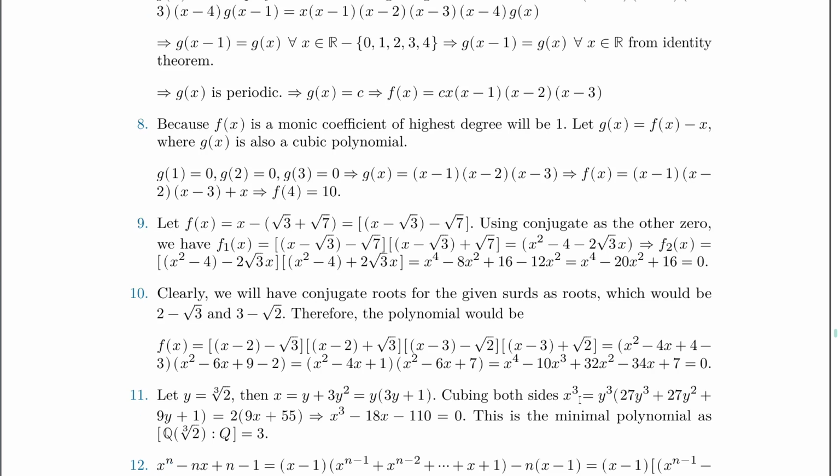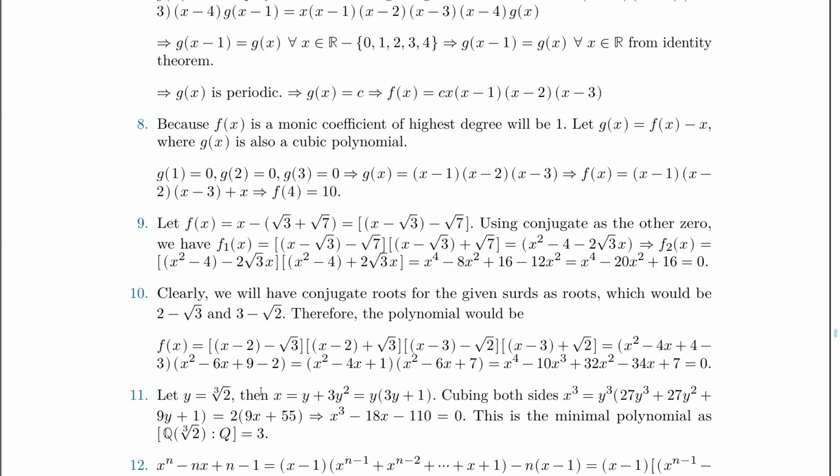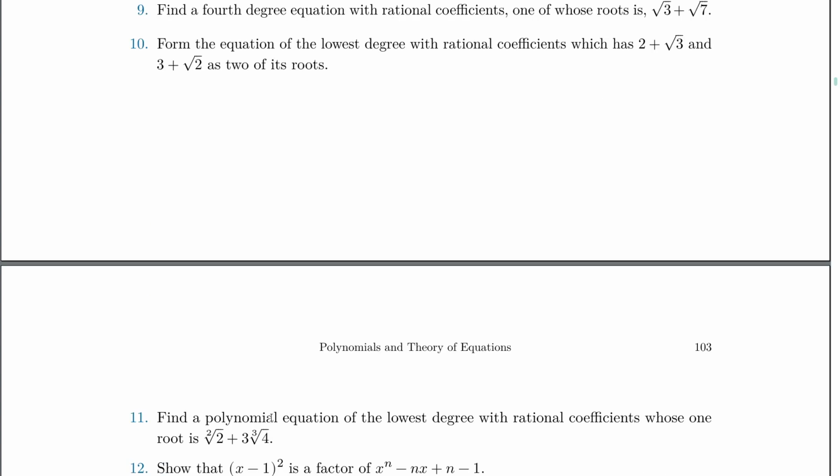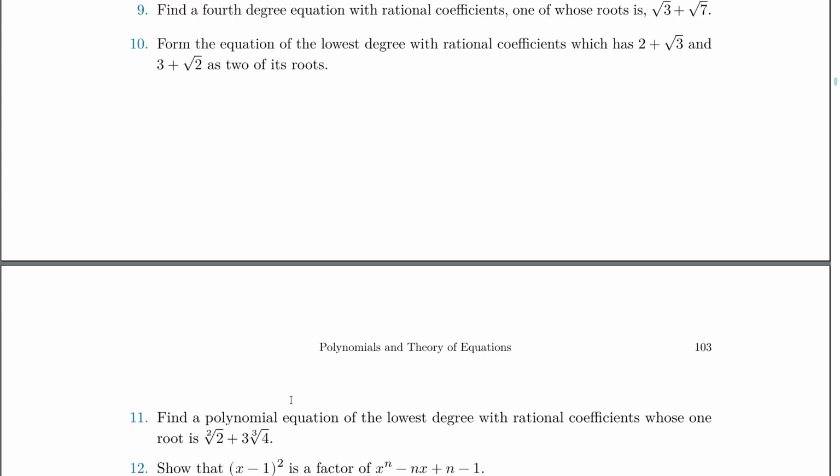So we cube both sides, we get x cube is equal to y cube, 27 cube y cube. There is something wrong with this. I don't think this is correct. I will revisit this question. There is something wrong with this, question number 11. The way it is solved is wrong. Anyway, I proceed with question number 12.